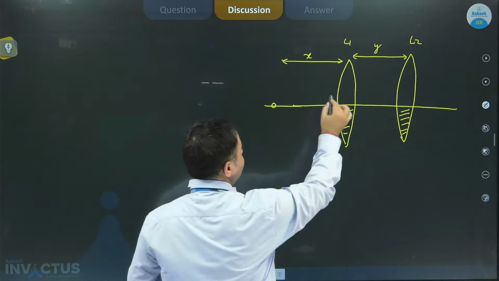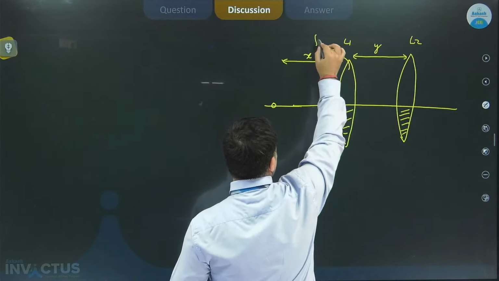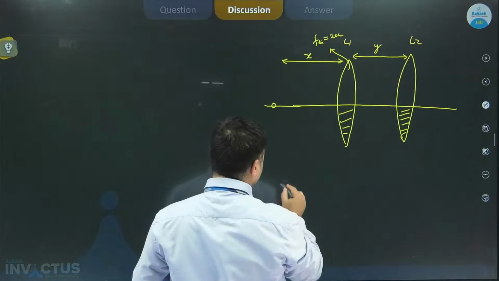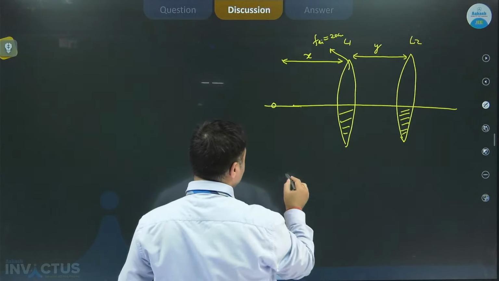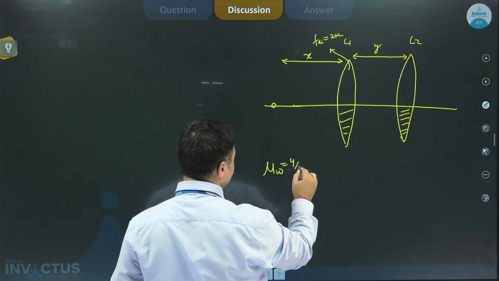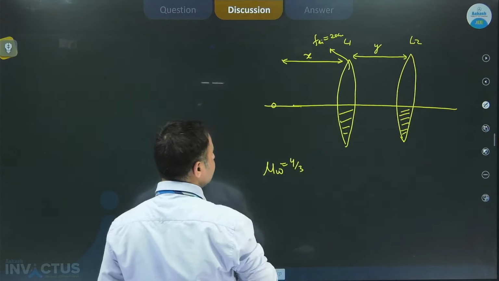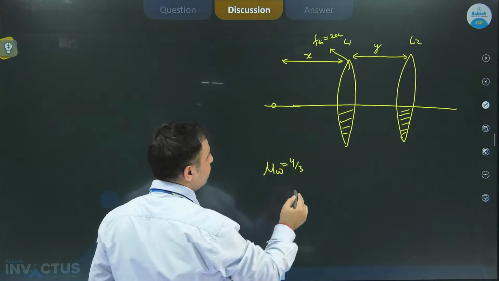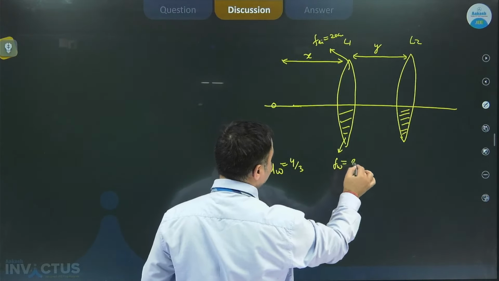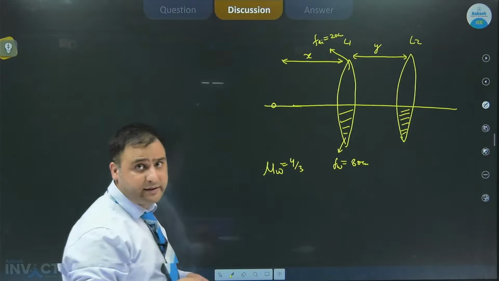The focal length in air is given as f_air is equal to 20 centimeter. So by refractive indexes, we can calculate focal length in water. Refractive index of water is given as 4/3, and for the material of the lens, we will take its refractive index as 1.5. So focal length in water comes out to be 80 centimeter.